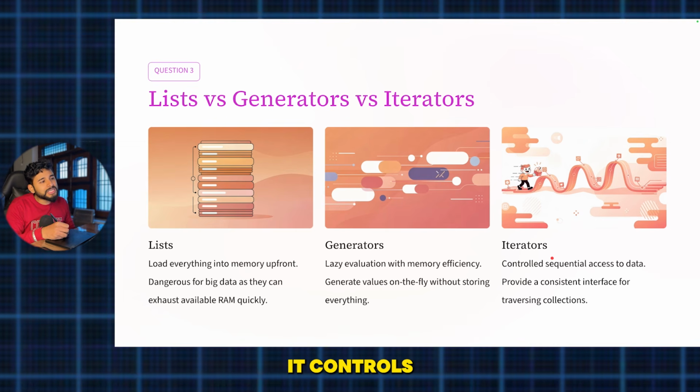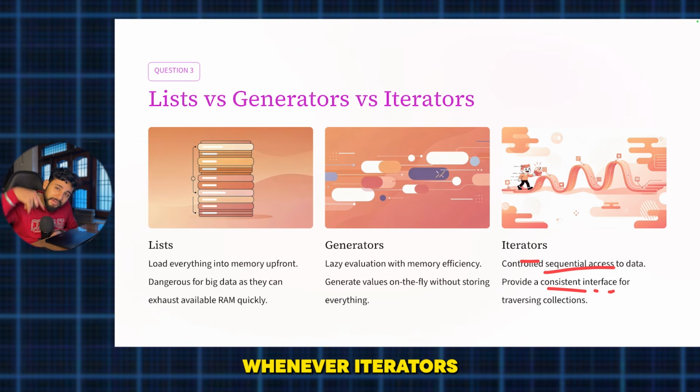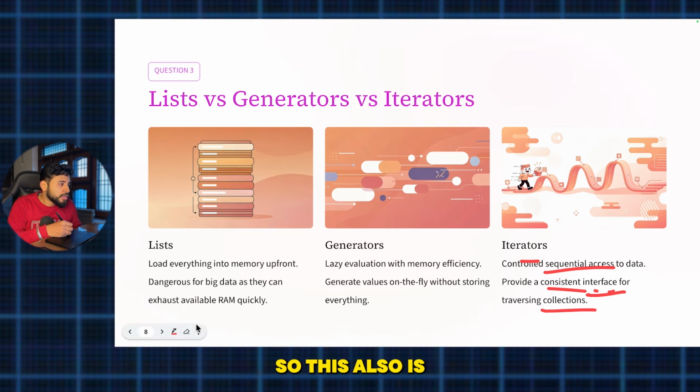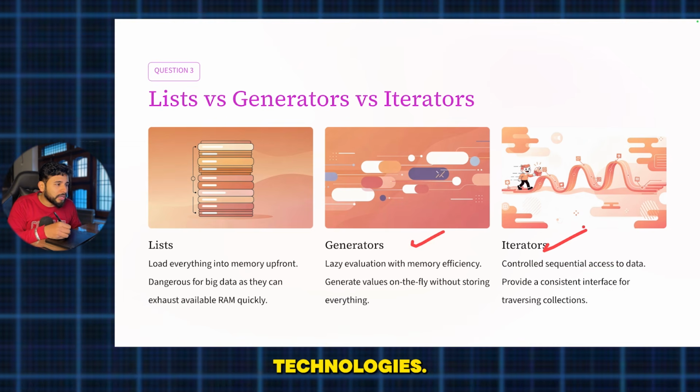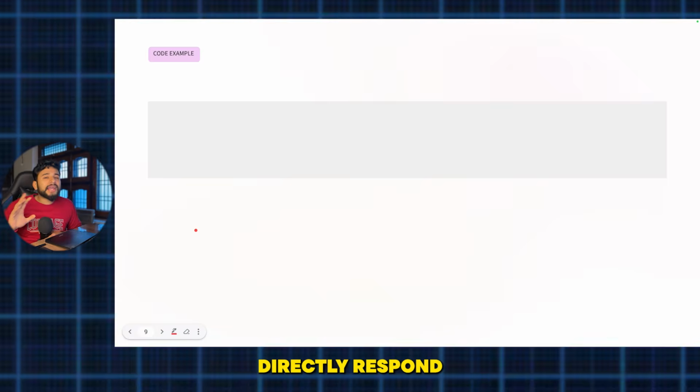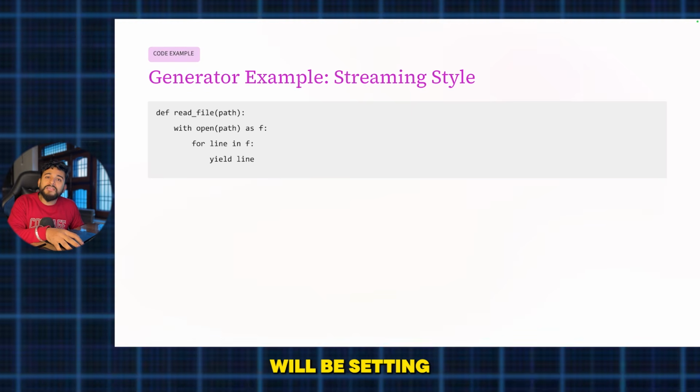Iterators give controlled sequential access to the data and provide a consistent interface for traversing collections of data, like a for loop and these kinds of looping systems. These two things are very, very important. Whenever people ask you in interviews why a list is not preferred in big data, you can respond directly like this. It will set a very good impression on the interviewer. So that is how you have to answer.